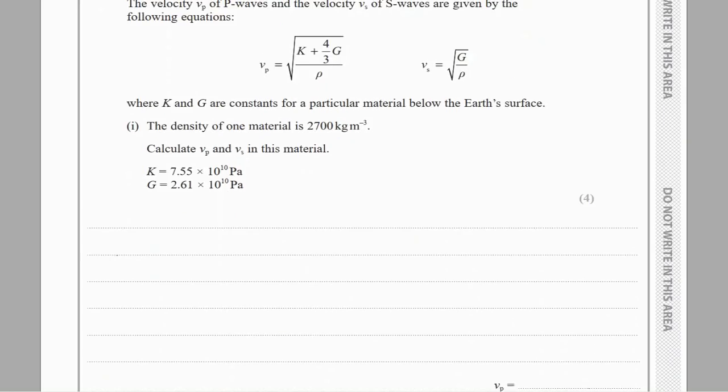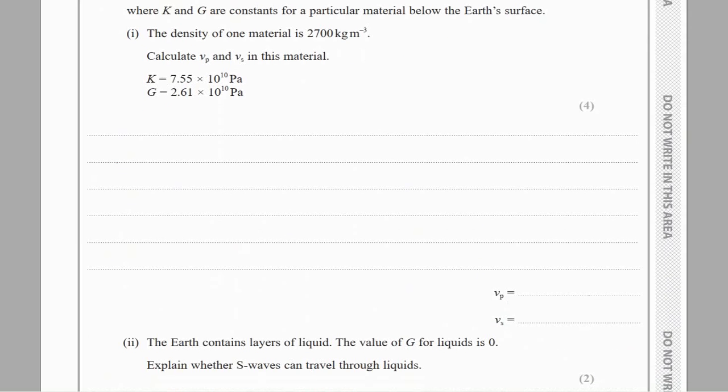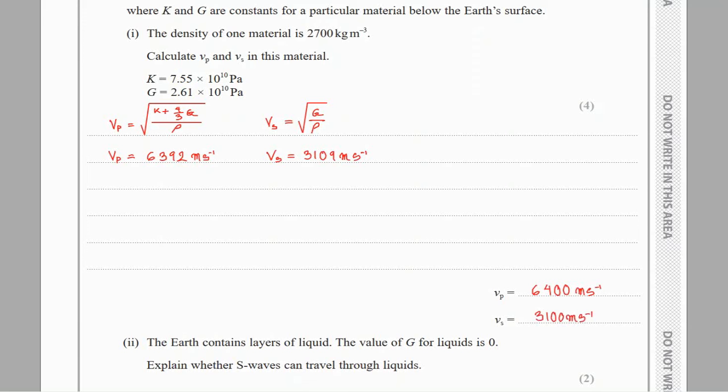I think this is one of the easiest 4-mark questions. All you have to do is just put in the values in this equation. You get the value of Vp. Same goes with Vs. Put in the values in the equation for Vs and you get the values of Vs. Here I have written the values to 4SF, but in your exam 2SF is fine. So round it off to 2SF and these are the values that you get.